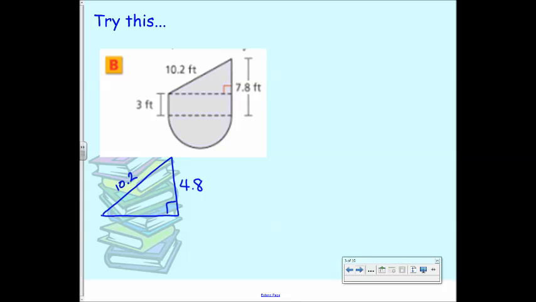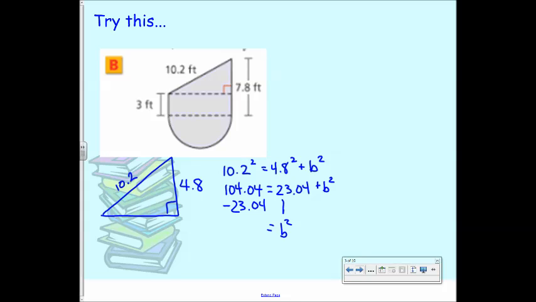So somebody with a calculator, what's 10.2 squared? 104.04. And then what's 4.8 squared? 23.04. All right, so now what do I do? Subtract it, and then you got to square root it. All right, so that gives me 81 equals b squared. So what's b? 9. Good. So then the base of our triangle is 9, which means the length of our rectangle is also 9, which means the diameter of our circle is also 9.